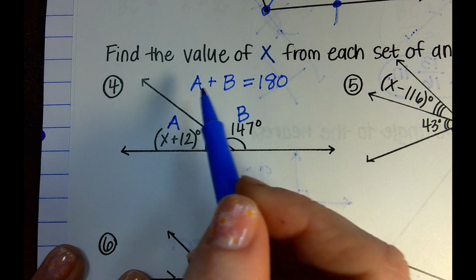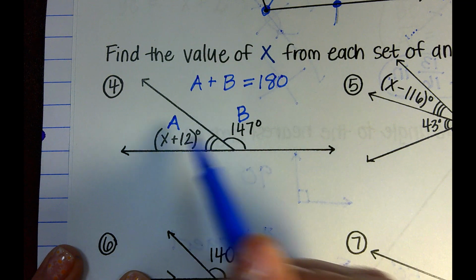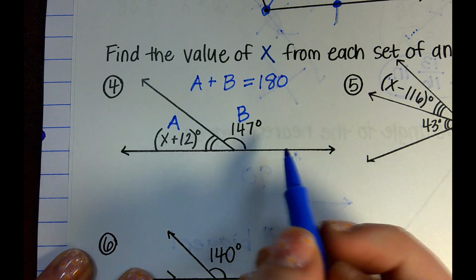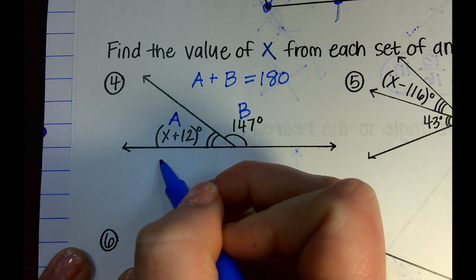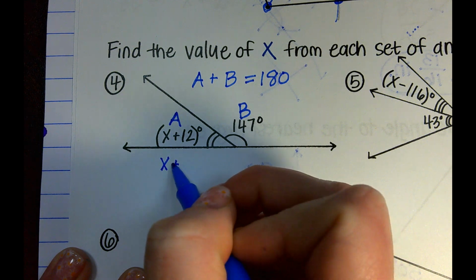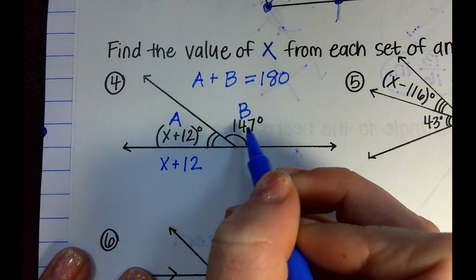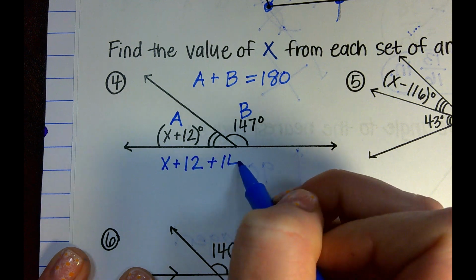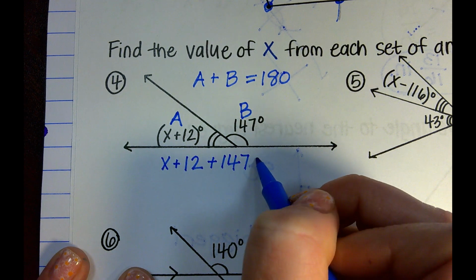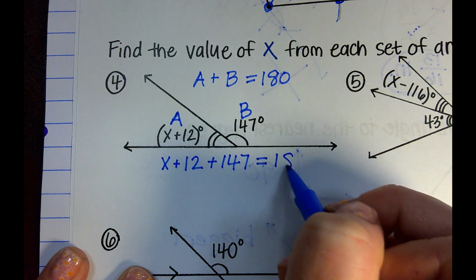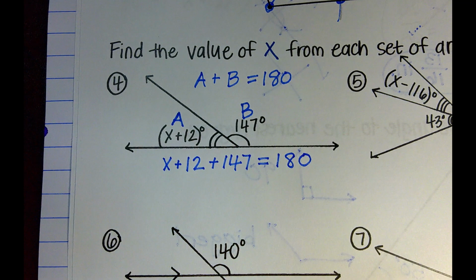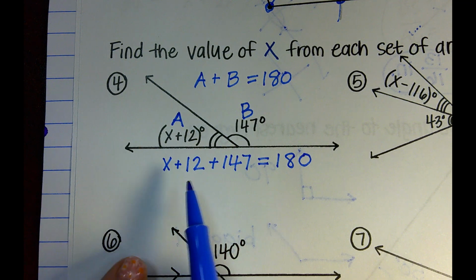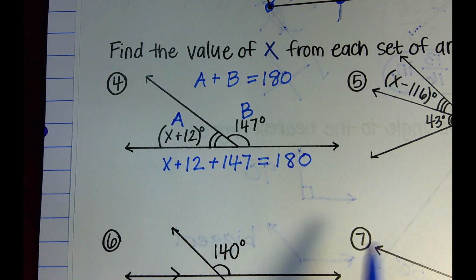And then we just replaced A and B with the numbers they gave us, which you were able to do in your head. Awesome. So I'm just going to write X plus 12. And you said plus 147? Yeah. Perfect. Plus 147 equals 180.